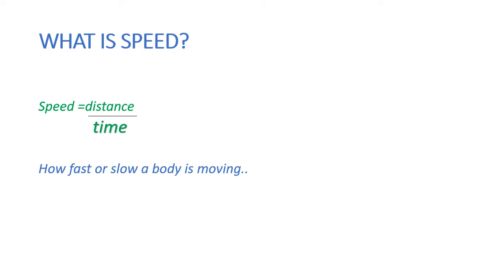If someone asks you what is speed, friends, even a small child knows what speed is. Speed is distance divided by time. Or we can say how fast or slow a body is moving. It may be a body, a car, an aeroplane, an object, anything. Now I will explain with an example what speed is.